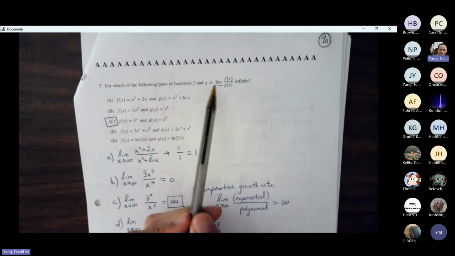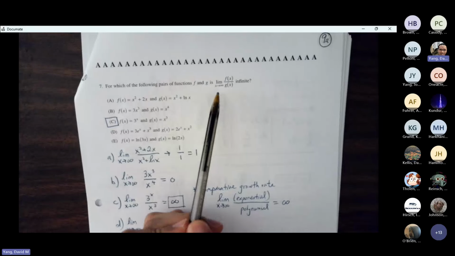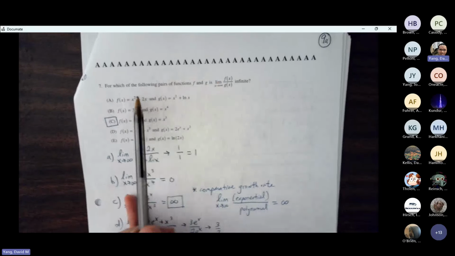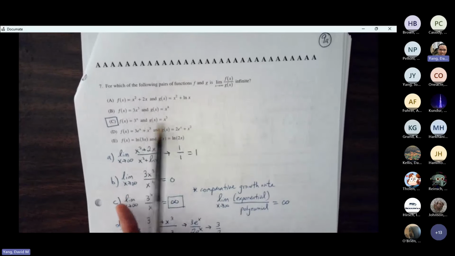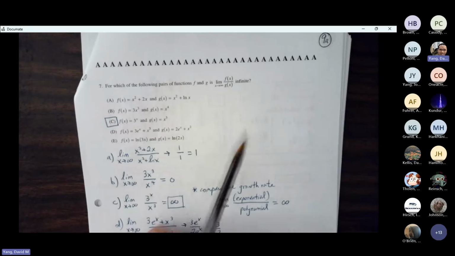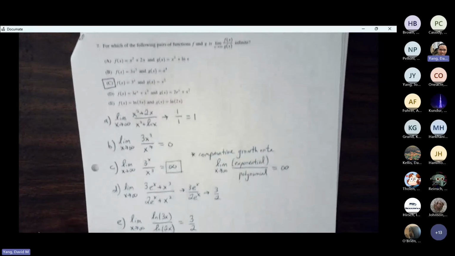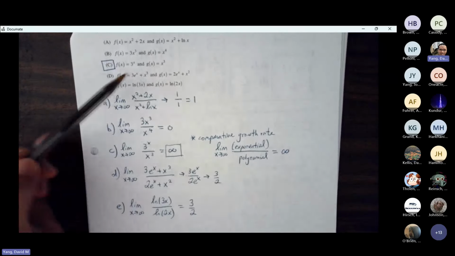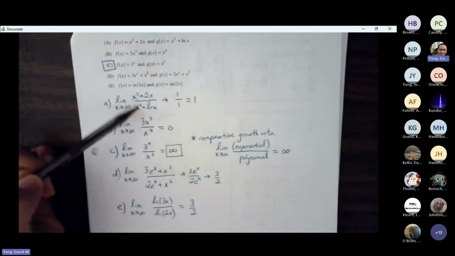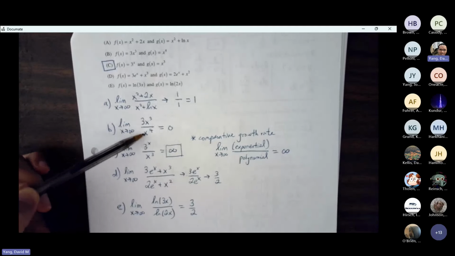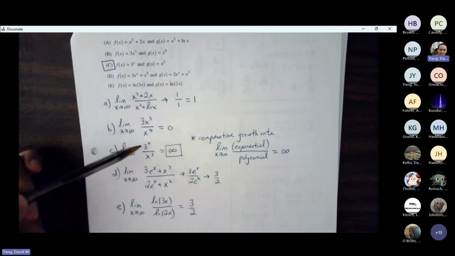Okay, which of the following is the limit infinite? I'm just putting them all over each other and seeing which one convinces me, where the numerator is higher than my denominator. The first one, I'm not convinced because the degrees are the same, so that's just 1 over 1. Here, my degree in the denominator is higher than the numerator, so that's just 0.